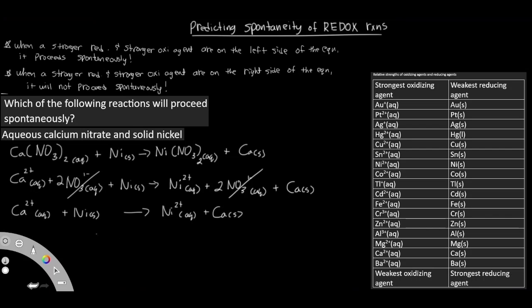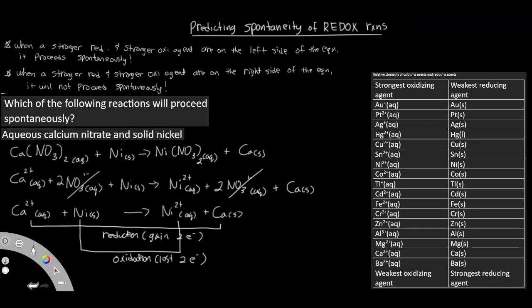Now let's do our little arrows, okay? So we're gonna have our Ca2+. As you can see, it decreased in oxidation number. It was a 2, now it's a 0. So this is obviously reduction, also known as the gain of electrons. It gained 2 electrons. And for the Ni, over here, it increases oxidation number. So this is oxidation, and it lost 2 electrons.